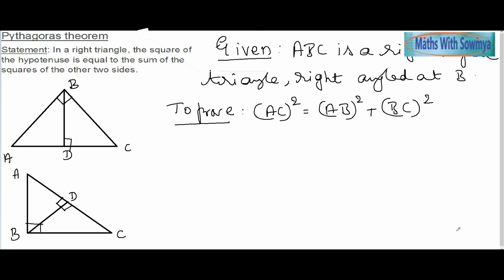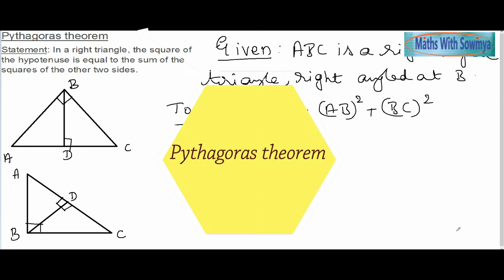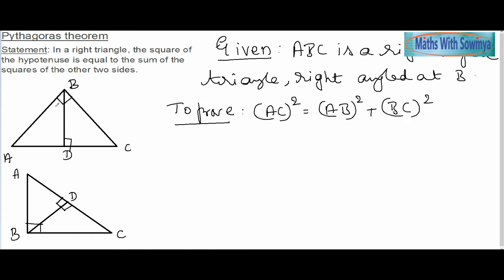Now we have come to Pythagoras Theorem. Let us know how to prove it. The statement is also important. Sometimes they can ask you to state and prove. In a right angle triangle, the square of the hypotenuse is equal to the sum of the squares of the other two sides. You are aware of this. Either you can draw the picture like the one I have shown here or this one. Both will say the same.